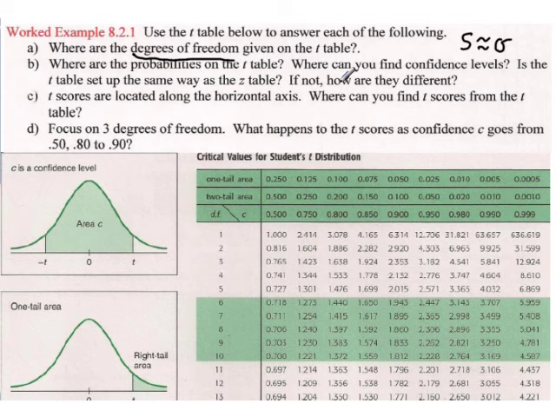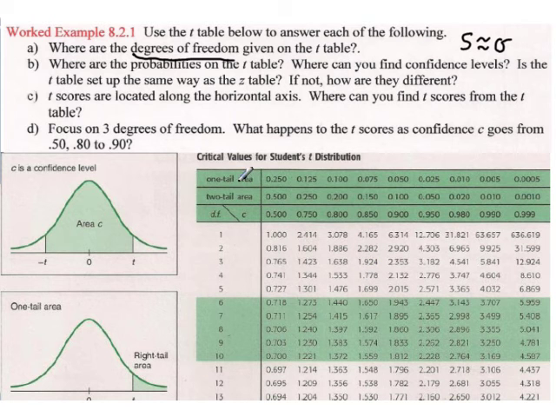So, is the t-table set up the same way as the z-table? And the answer is no. If not, how are they different? Well, the main difference is that areas or confidences or probabilities are all listed at the top in the t-table. And we know usually in the z-table that the areas are listed in the body. But here things are reversed. Probabilities on the t-table are listed at the top, and down below are where the actual t-scores are.